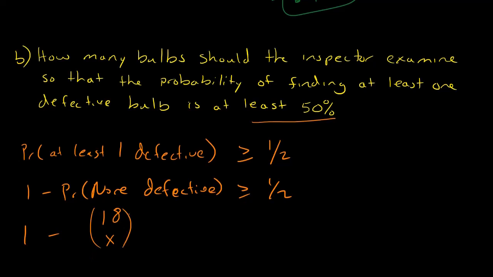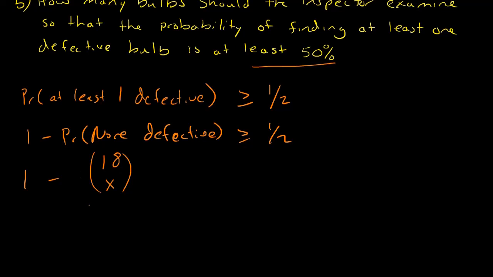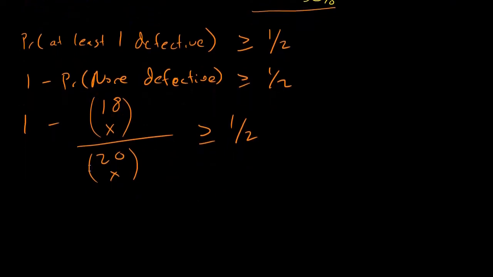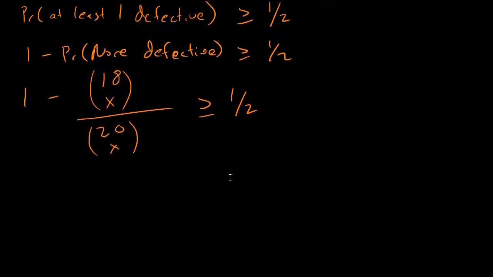That's what I want to calculate. How many should the inspector examine? So 18 choose X over 20 choose X. Okay, so we're not choosing 5 now, we're choosing an unknown amount. And this needs to be greater than or equal to 1/2. So now it's just a matter of solving this algebraic expression or equation.